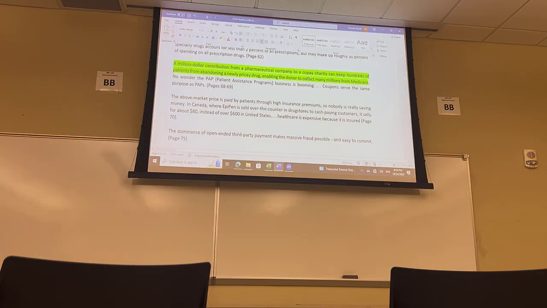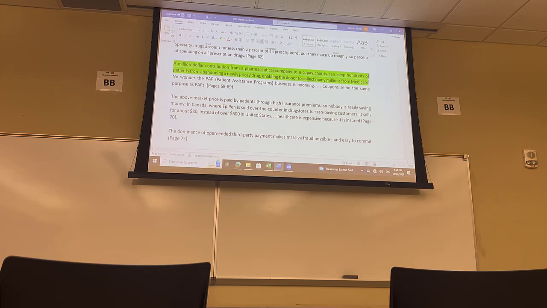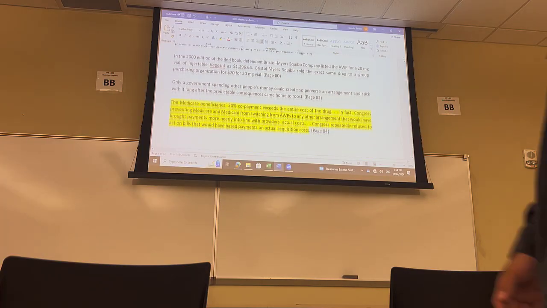Enabling the donor to collect millions from Medicare. So let's help these poor people. We'll pay 20% of their cost because we get nothing. So now they donate 20% and they get the full 100% from Medicare because they have 5% of the cost. You can see this book is pretty damning.